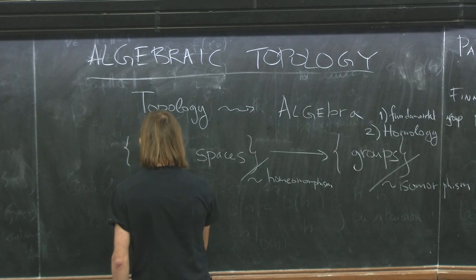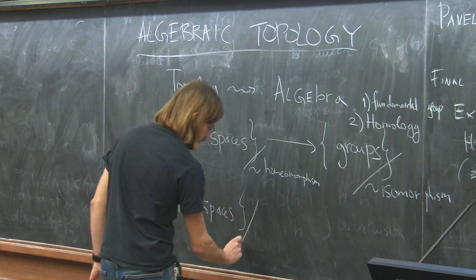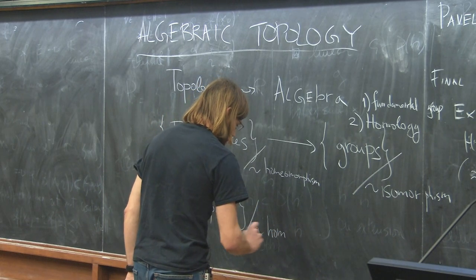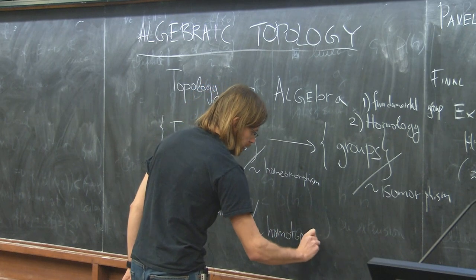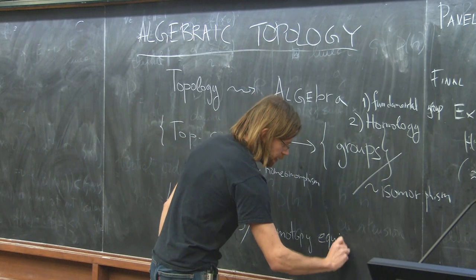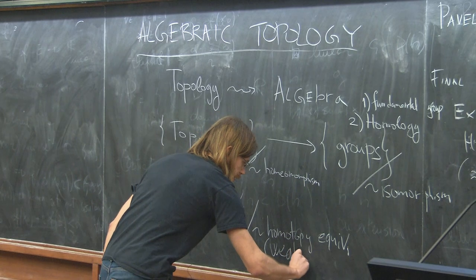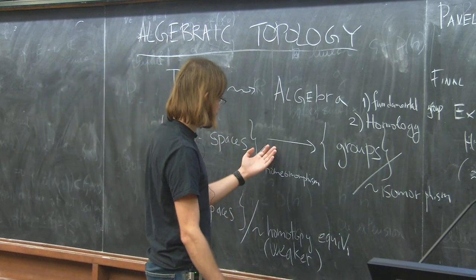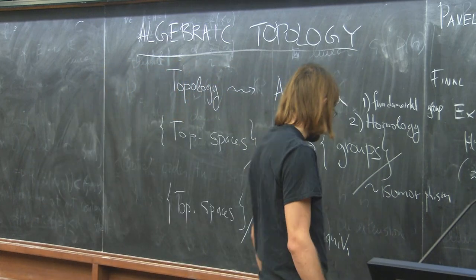Namely, what one can consider is the collection of all topological spaces up to what is called homotopy equivalence, which we will learn in this lecture. This is a weaker relation than homeomorphism. In particular, if two spaces are homeomorphic, they are necessarily homotopy equivalent. But the converse is not true.